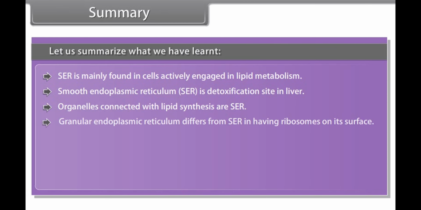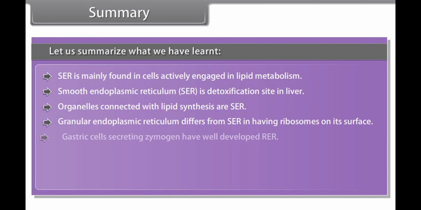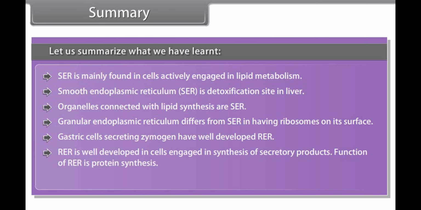Granular endoplasmic reticulum differs from SER in having ribosomes on its surface. Gastric cells secreting zymogen have well-developed RER. RER is well-developed in cells engaged in synthesis of secretory products. Function of RER is protein synthesis. RER differs from SER in presence of ribosomes.